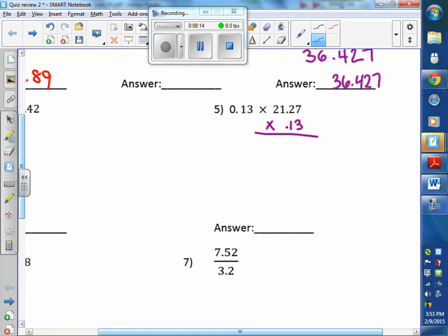3 times 7 is 21. Carry the 2. What about 3 times 2? 3 times 2 is 6, plus 2 is 8. 3 times 1 is 3, and 3 times 2 is 6. So put your placeholder in.